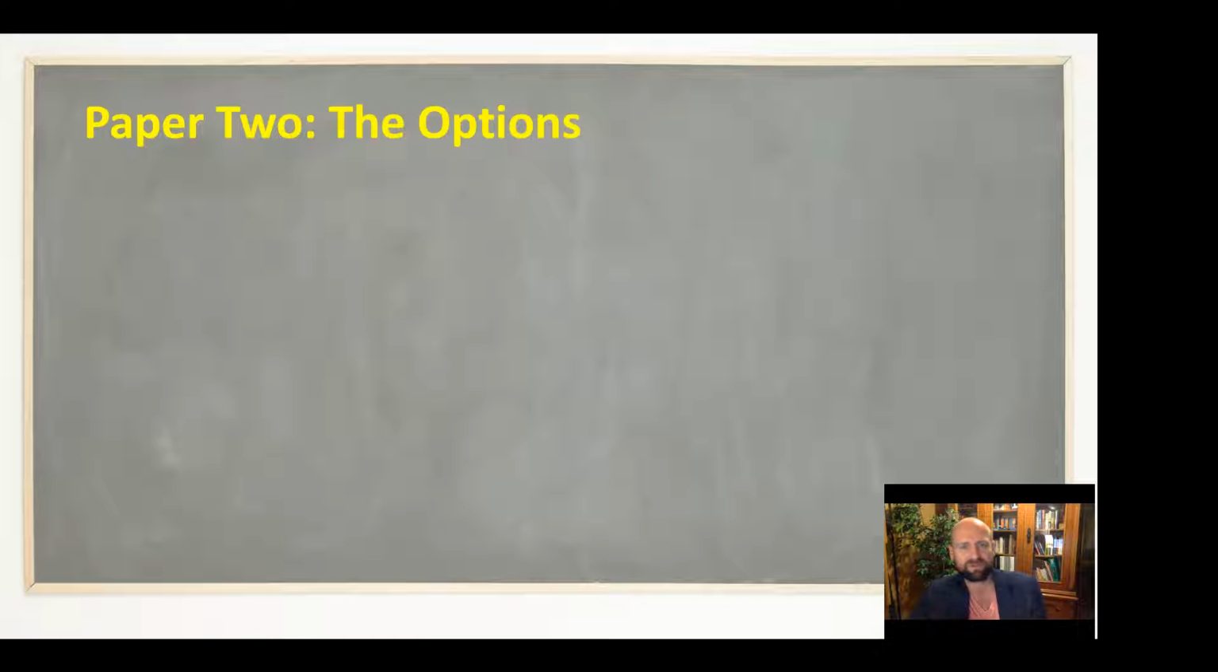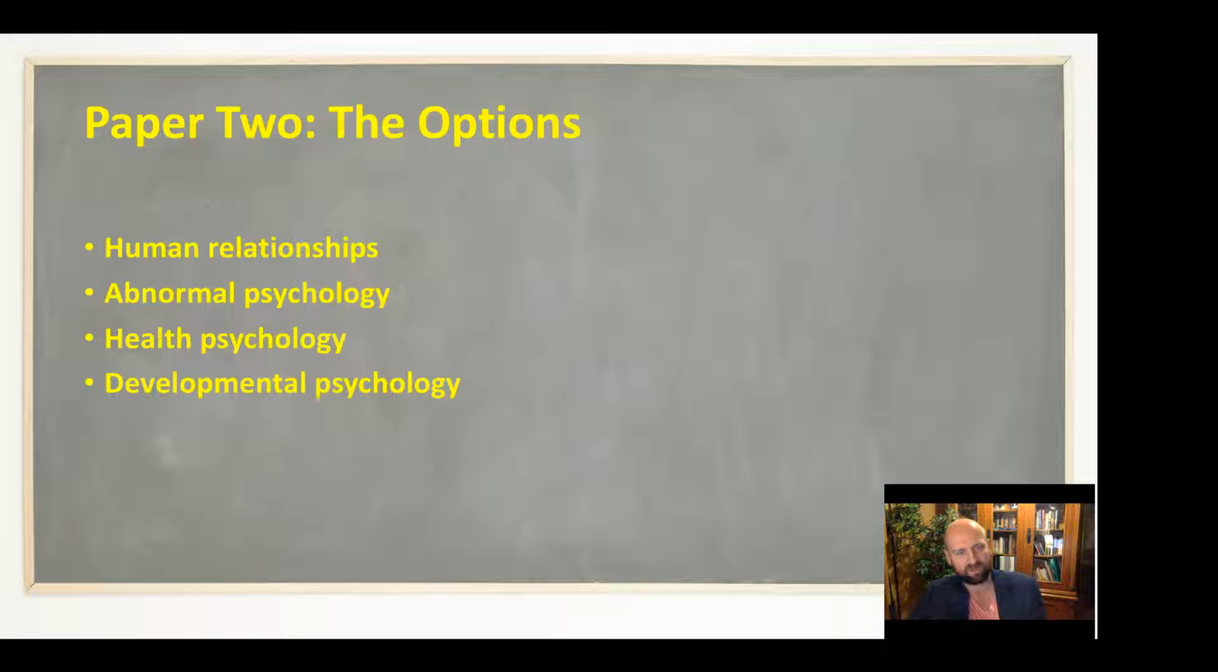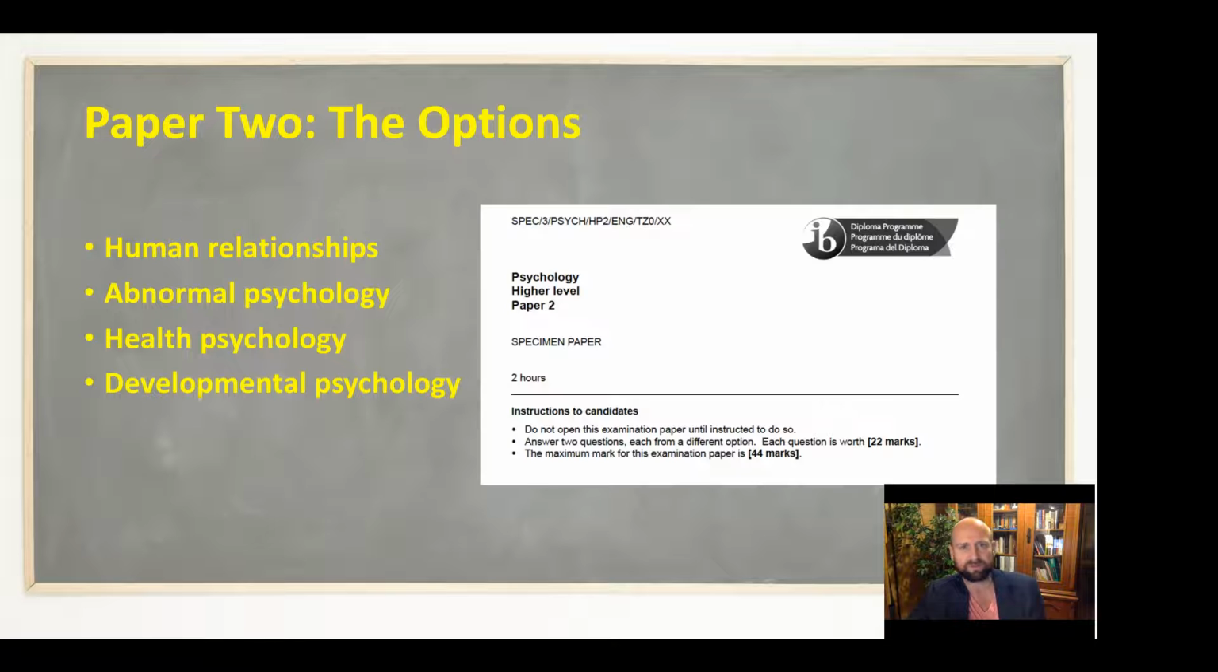So paper 2 covers the options. Now, paper 1 is about the core approaches to understanding behavior. Paper 2 we have the options. There are 4 options in the IB Psychology course. Standard level students will study 1, higher level students will study 2. This is the basis of the exam for paper 2.